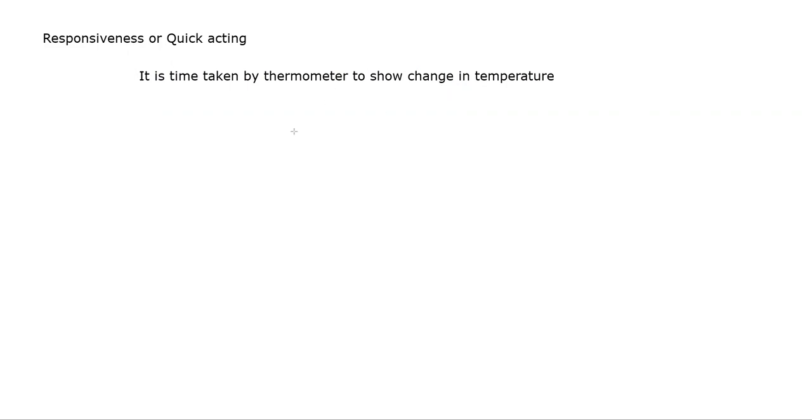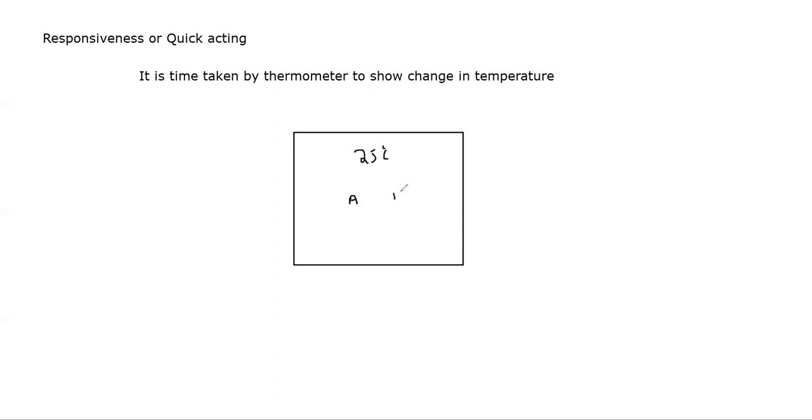For example, if you are inside the room and the temperature of the room is 25 degrees centigrade and you are holding two thermometers in your hand, you move thermometer A outside where the outside temperature is 35. And you move thermometer B in the same way outside, where the surrounding temperature is 35. Thermometer A took 5 seconds to show that the outside temperature is 35, whereas thermometer B took 15 seconds. Which thermometer is responsive or quick acting?